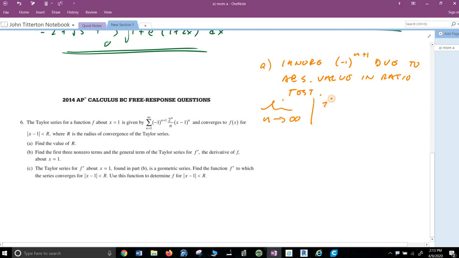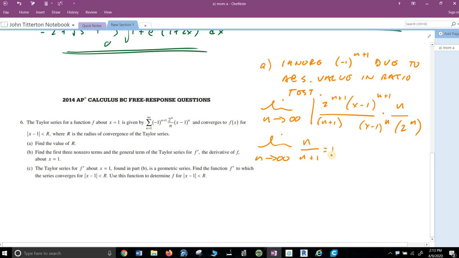And the top is 2 to the n plus 1, x minus 1 to the n plus 1 over n plus 1, times n, because we're dividing, over x minus 1 to the n over 2 to the n. I really shouldn't put that in that order. Limit of n over n plus 1 is 1, because as you get out to infinity, this plus 1 kind of vanishes.